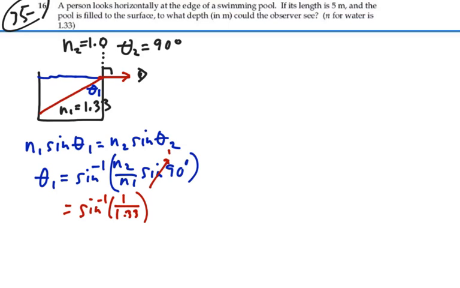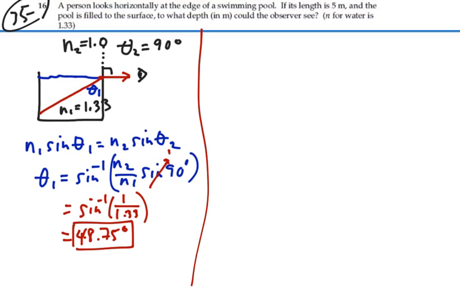48.75 degrees. So theta 1 is 48.75 degrees. Nice to know. I've always wanted to know that. But the question is, to what depth can the observer see? So we're looking at this triangle, and it looks like this. Here's theta 1 that we just found. And the length across on this triangle, the length of the pool, is given as 5 meters. So that length is 5 meters. And we want to find D, which actually would be this length right here.